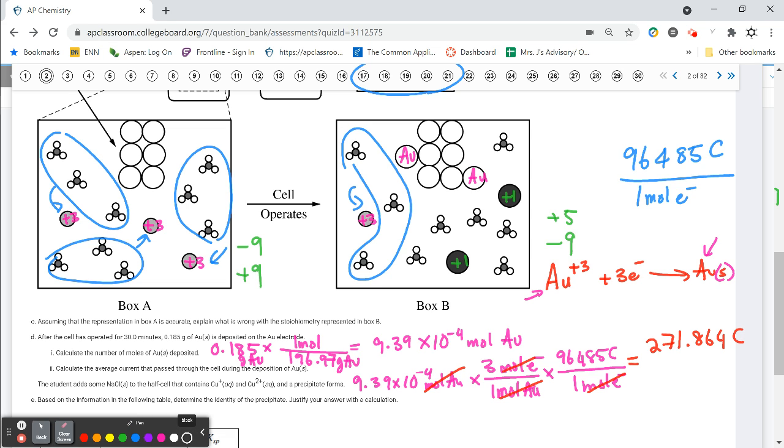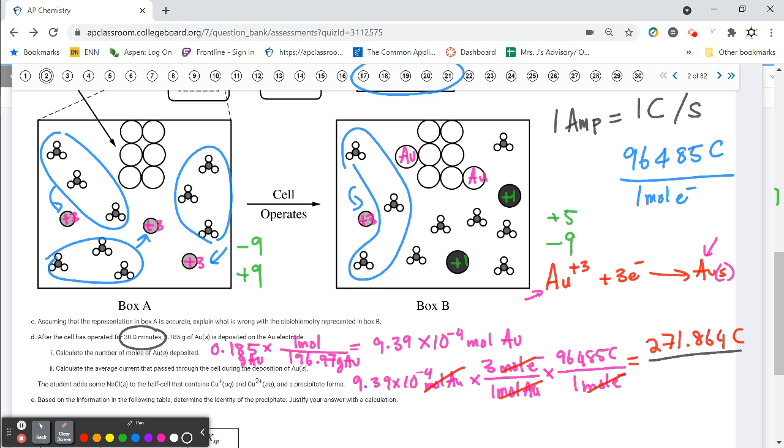So current is in the units of amps. 1 amp is equal to 1 coulomb per second. I have coulombs. I need seconds. How do I find seconds? I look at my time here. 30 minutes into seconds, okay? 30 minutes times 60 will give me seconds. 1800 seconds, because 60 seconds is in 1 minute, okay?